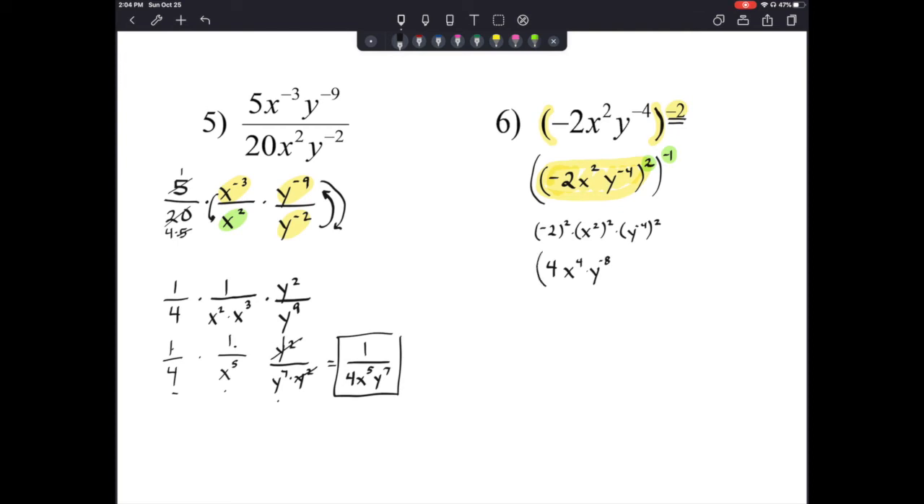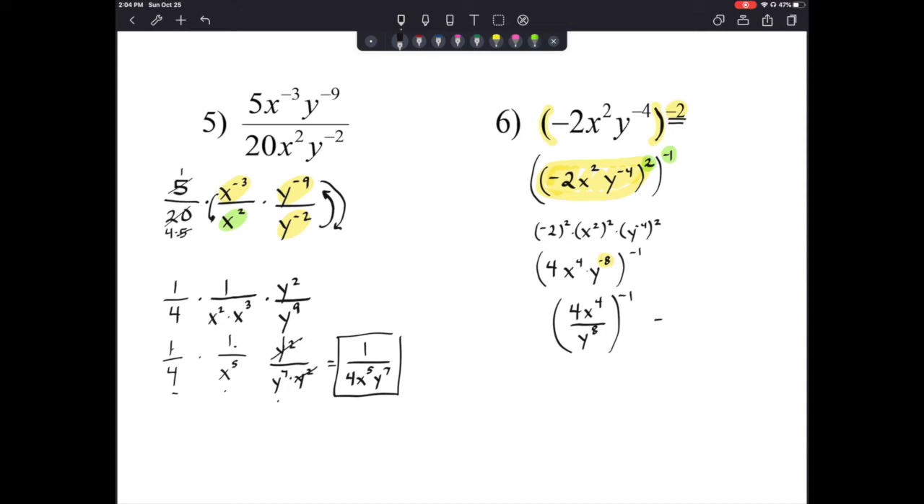And it's still being raised to that negative first power. But before we deal with that negative first power, let's go ahead here and deal with this -8 first, right? If it's y to the negative eighth, that means it's going to move to the bottom. We'll have 4x to the fourth, and now it's going to be over y to the positive eighth power. So that inside is now pretty simplified, and it's being raised to the negative first power.